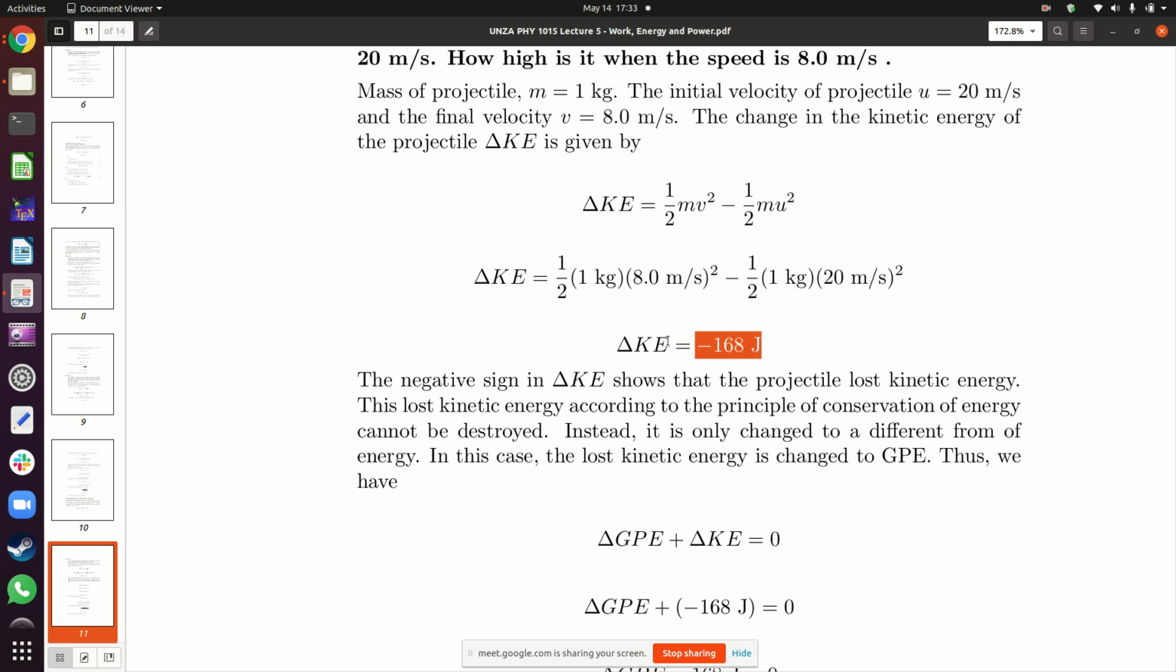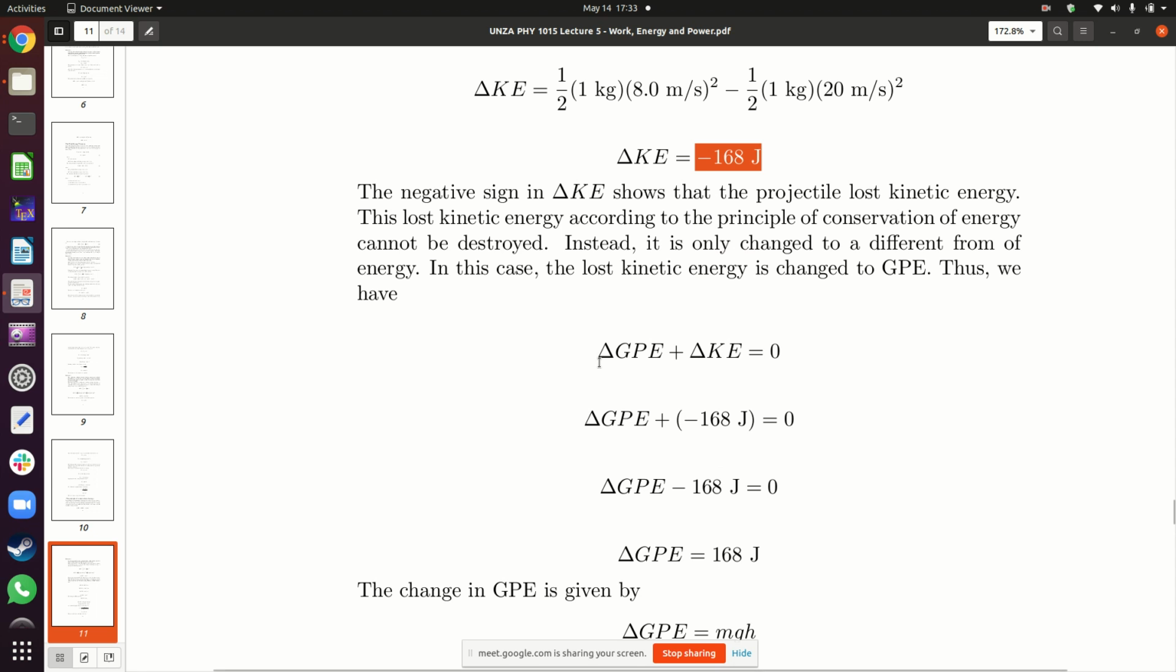However, something else also happened. As this whole thing was happening, this object gained height. If the object gains height, it means that there is a change in gravitational potential energy. So what we are told according to the principle of conservation of energy is that the change in gravitational potential energy plus the change in kinetic energy is going to be equal to 0. This is the constant we are talking about. If there is a loss in kinetic energy, there has to be a gain in gravitational potential energy.